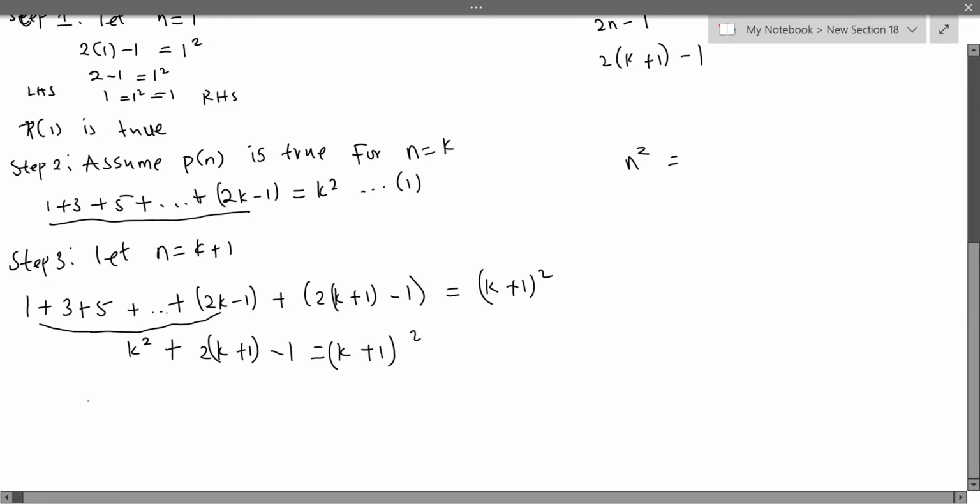So let's focus on the left hand side. We have k squared plus, open that bracket, 2k plus 2 minus 1, equals k plus 1 squared. So you have k squared plus 2k plus 1 equals k plus 1 all squared.